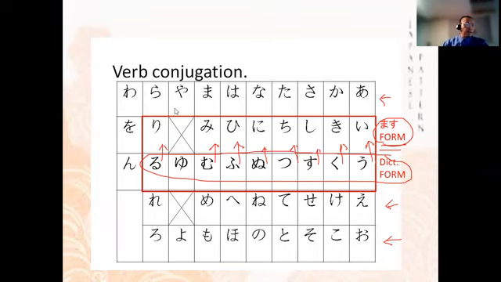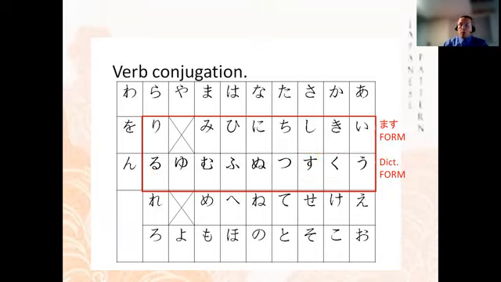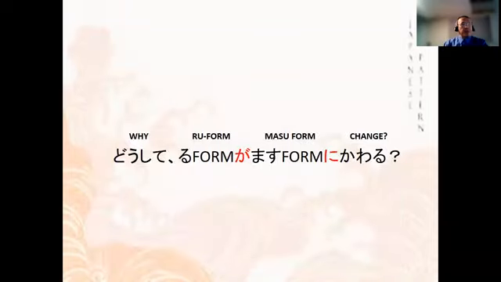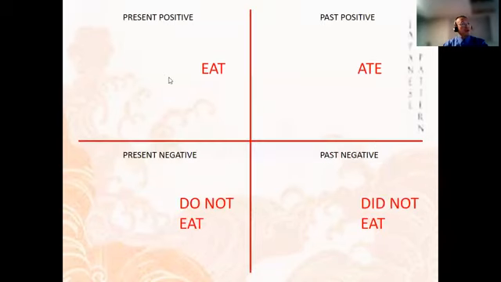Okay. Now, why do we conjugate? どうしてルーフォームがマスフォームに変わる? Many of you, or some students, told me masu is changing to the present tense. Well, yes and no, because it is all present tense. So for that, let's take a look at the English here. We have present positive, present negative, past positive, and past negative. All right, two tenses and four aspects. So eat, don't eat, ate, and didn't eat.